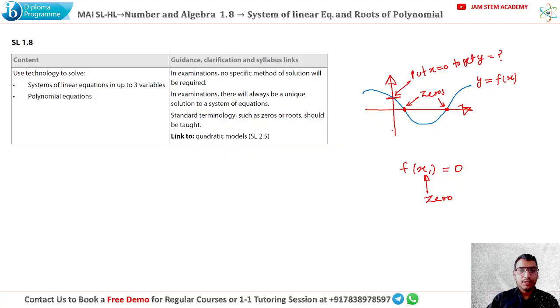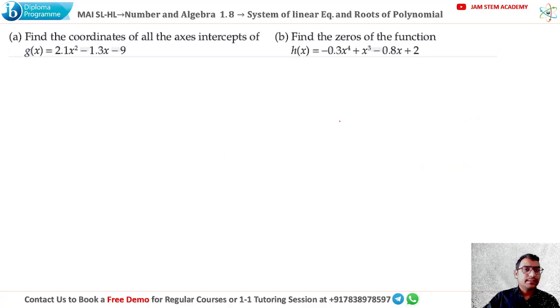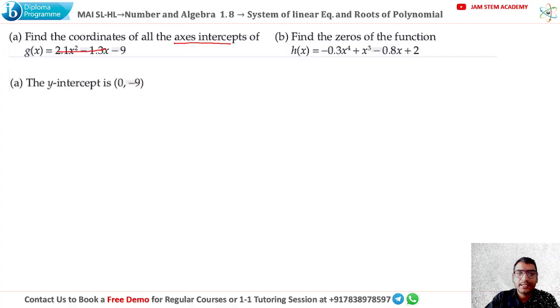Okay, so here's the question. It says find the coordinates of all the axis intercepts, means we have to find both x as well as y intercepts of g(x) equals 2.1x squared minus 1.3x minus 9. Okay, in order to get the y-intercept, simply put x equals 0, right? So if I put x equal to 0 over here, I will get negative 9. So the y-intercept is simply (0, -9).